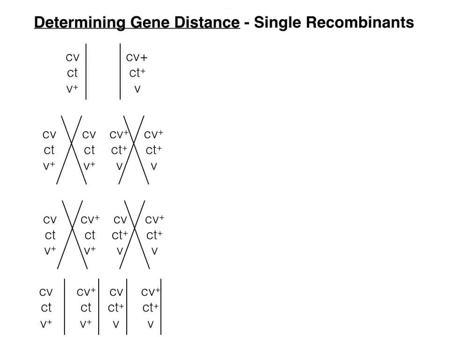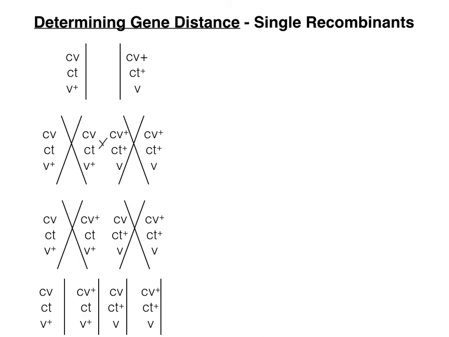Now we know the gene order, and we know which of those offspring are the result of the double crossover. Now we're going to go ahead and actually figure out the gene distance between those loci. So you'll notice I now have the correct gene order written up here at the top of the page. I'm going to go ahead and replicate my DNA, but this time, rather than allowing for a double crossover, I'm only going to allow for a single crossover. And I'm going to allow for that crossover to occur between CV and CT only.